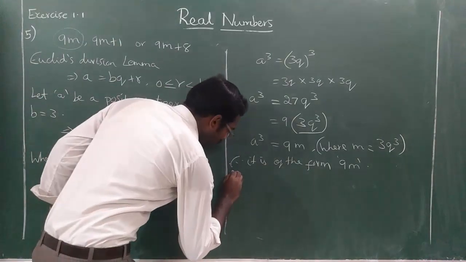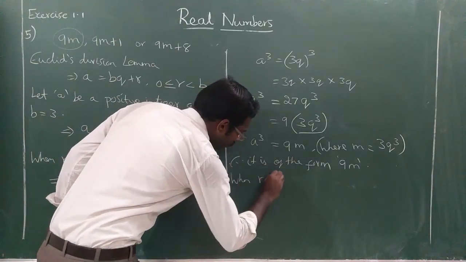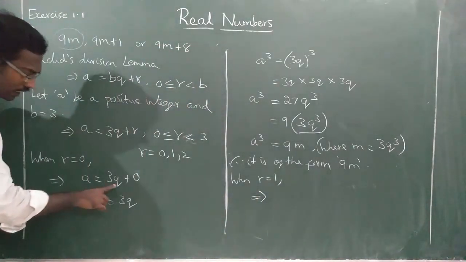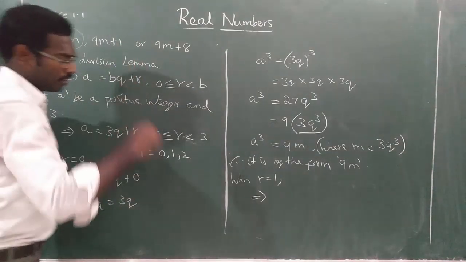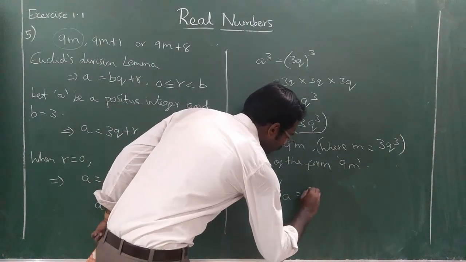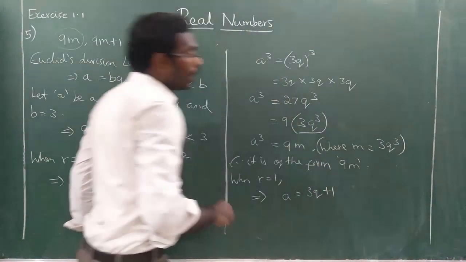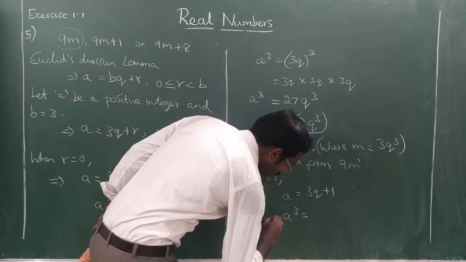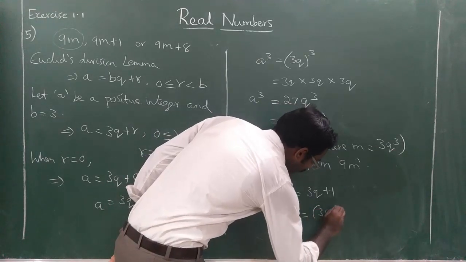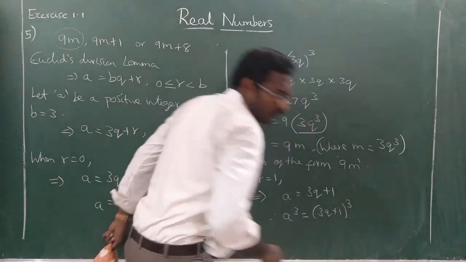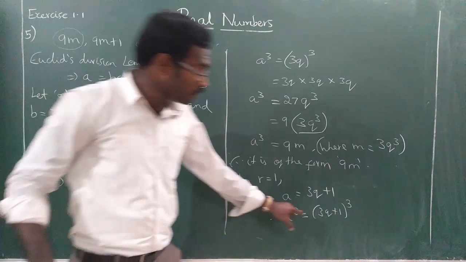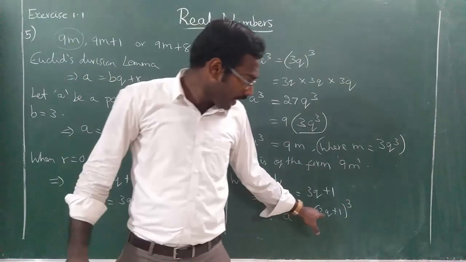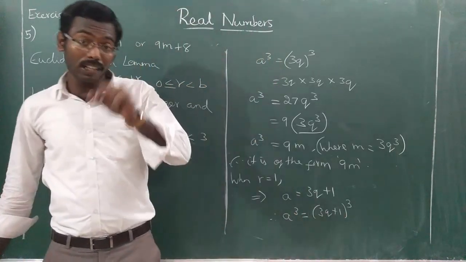Now similarly we have to take r is equal to 1, then r is equal to 2. So when r is equal to 1, you will get a is equal to 3q plus 1. We are dealing with cube, therefore a cube is equal to 3q plus 1 the whole cube. Understood or not? Now this is of the form a plus b the whole cube. Do you remember the formula?